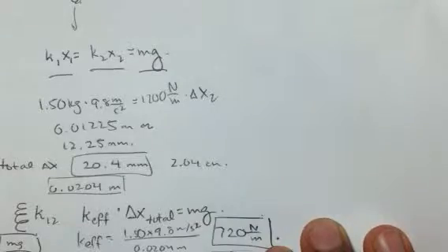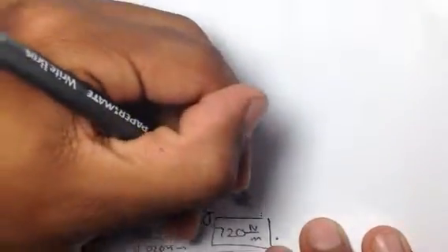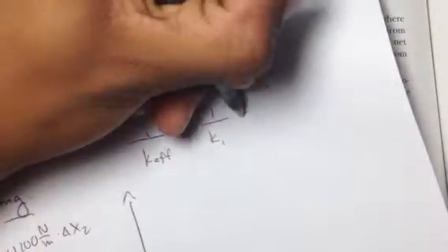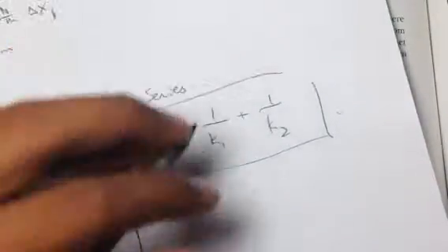And an interesting fact about that is that this K effective, if we take the reciprocal, equals that. And you guys are going to learn about this relationship later. But it is called series. Alright, so that's K effective for series.